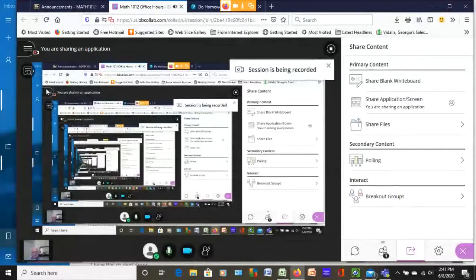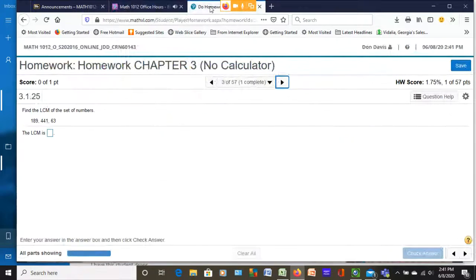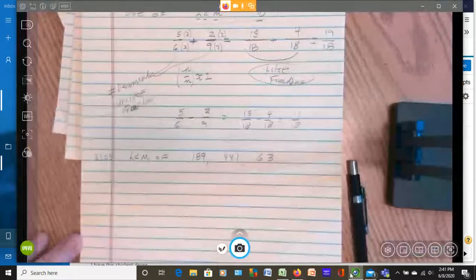This video is also from a problem from chapter 3, section 1 in Math Excel, and let's look at it. Okay, so we're still trying to find LCMs, or lowest common multiples, and I've written these numbers down over on my pad: 189, 441, and 63, and we can just look at that for a second.